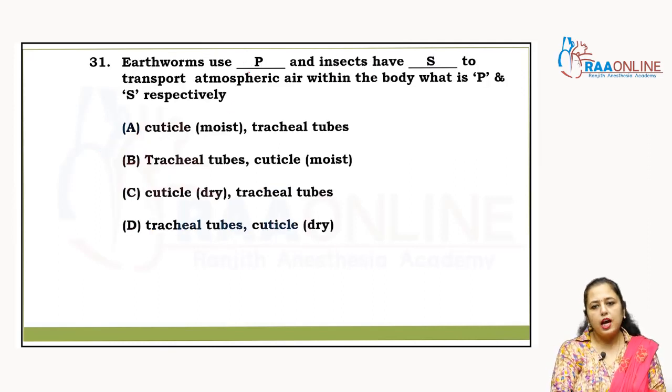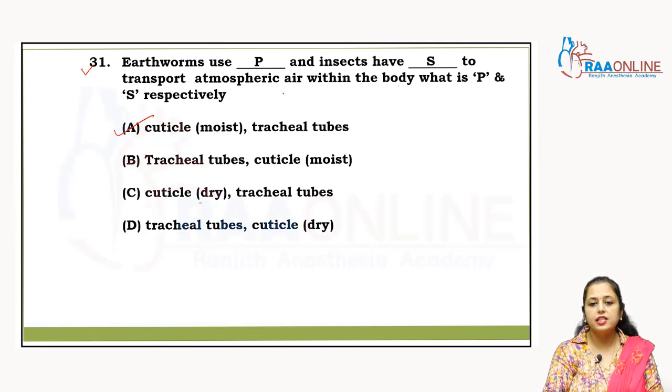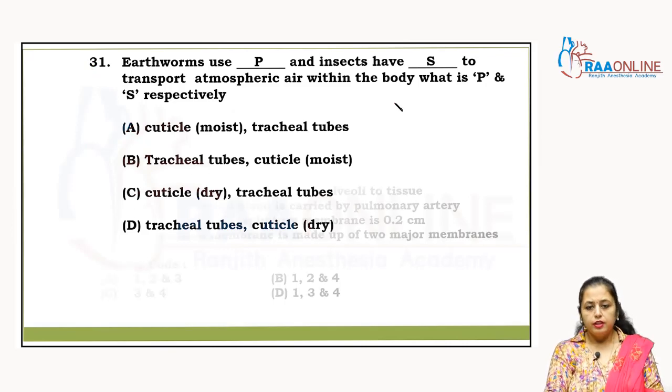Earthworm use dash and insects have dash to transport atmospheric air within the bodies. What are P and S respectively? This is also, I think, the third point of the respiratory organ in NCERT: earthworm use the moist cuticle, right? It's not dry. Don't mark that dry cuticle. It's moist cuticle, and insects have the tracheal tube. So the answer is A, right?